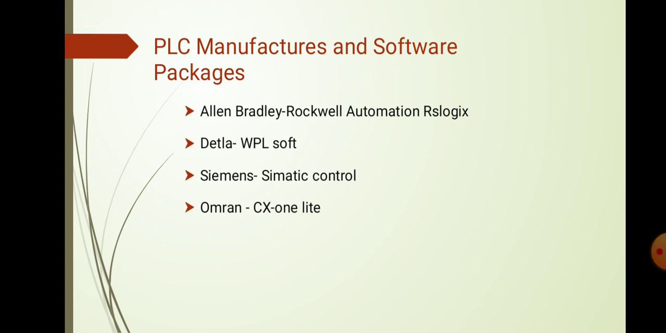The PLC manufacturers and software packages. There are n number of PLC manufacturers available in our market. Mainly Allen Bradley, Delta, Siemens, and Omron. These are the major manufacturers in our market. Allen Bradley uses the Rockwell Automation software, which means RSLogix. Delta means WPLSoft. Siemens uses Simatic Control and Omron's CX-One.